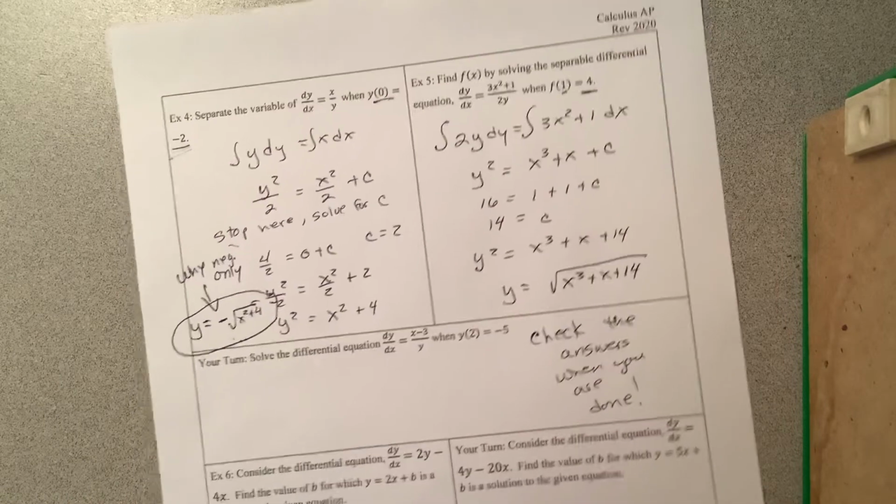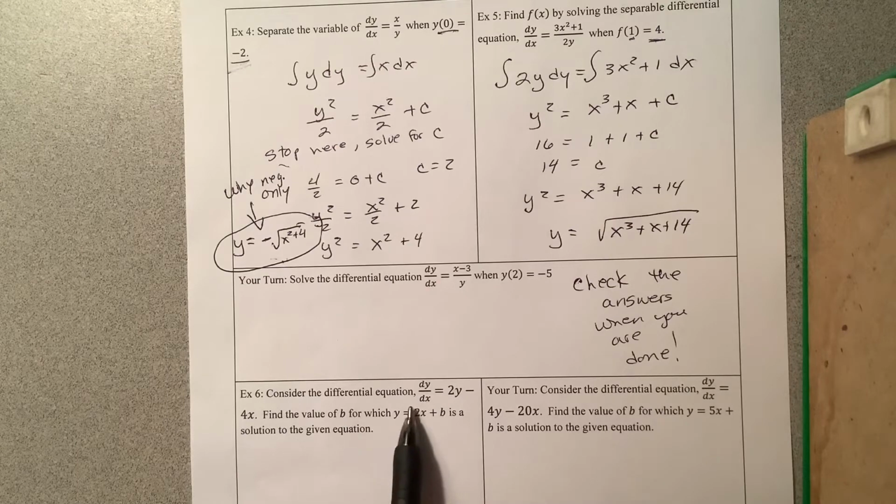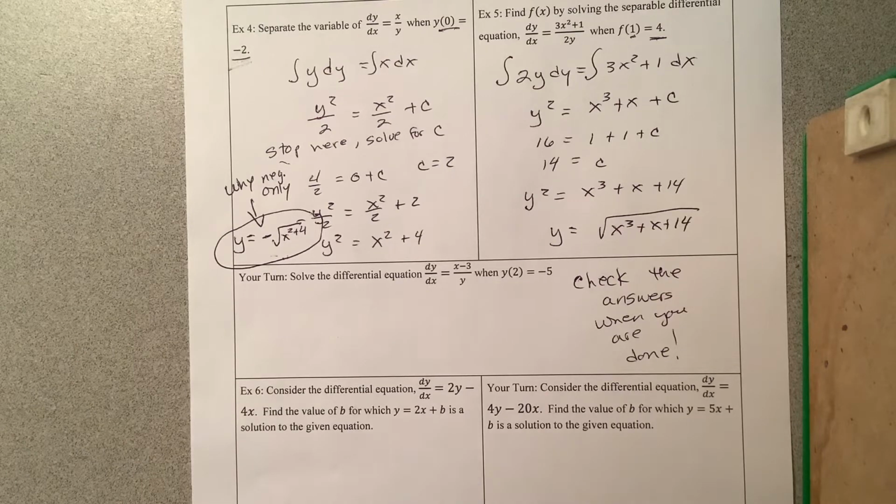Okay, this one gets tricky. It says, here's your differential equation, dy/dx equals 2y minus 4x. Find the value of b for which y equals 2x plus b is a solution. Okay, so they've already integrated and got this for an answer.